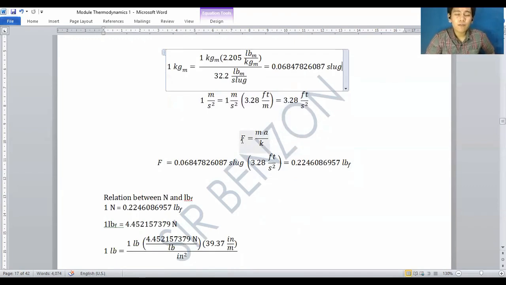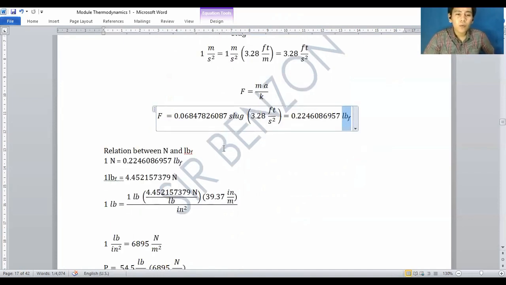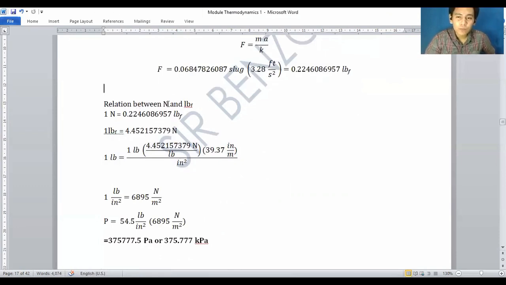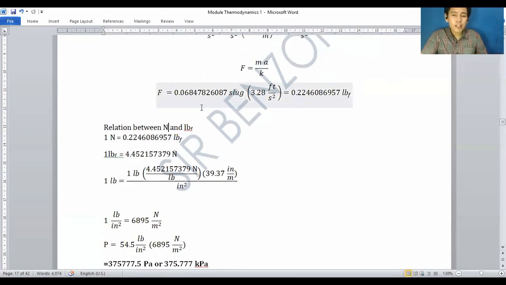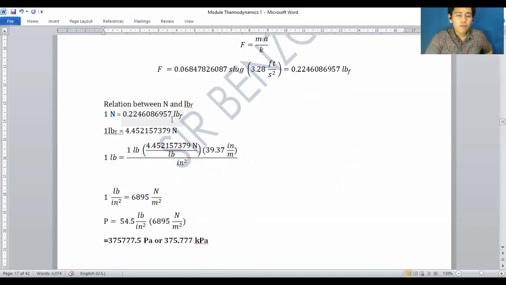Now substituting the values into F equals MA over the proportionality constant K, we yield 0.22460866957 pound force. See to it that the pound force is a unit of force. Now, after we get the force in the English system, we have to relate it to the newton, for us to convert from the English system to the metric system. So therefore, 1 newton is equal to 0.22460866957 pound force. A pound force is a unit of force. Newton also is a unit of force, so we have nothing against that. So therefore, we can relate them.